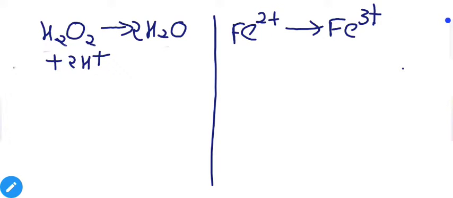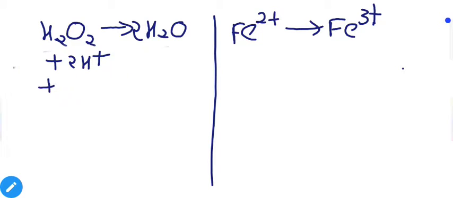The next step is to balance charges. Before the reaction, H2O2 is neutral and 2H+ means +2 charge. After the reaction, 0 charge. So we can put 2 electrons on the reactant side. So we get -2 +2, 0 charge. And again this is reduction, so in reduction we put electrons on the reactant side.